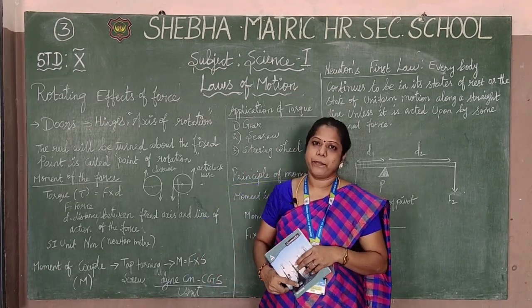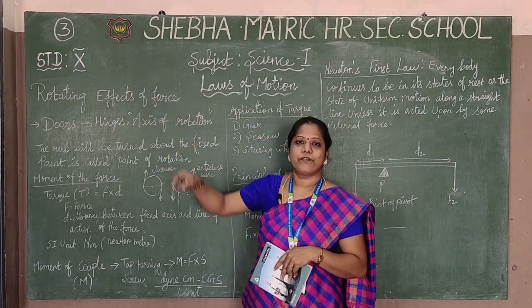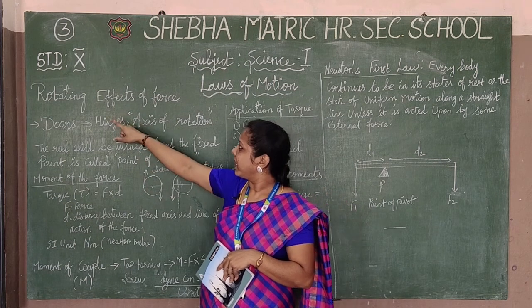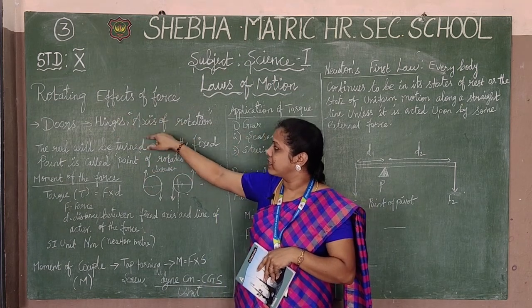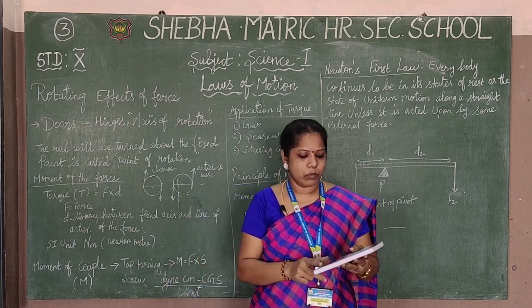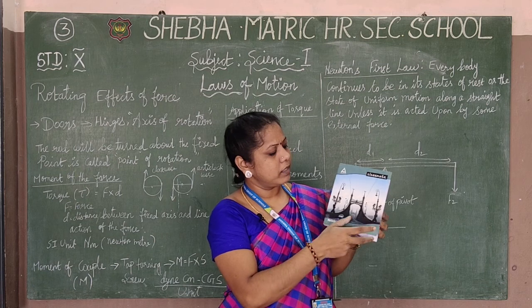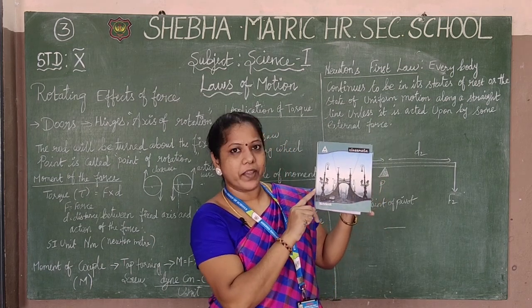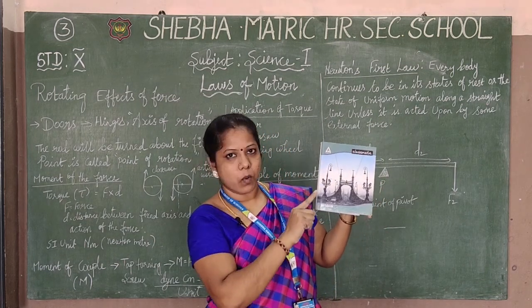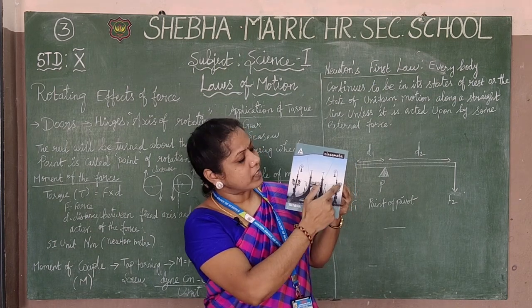And further we have to go for Newton's second law and third law. The next concept we have to explain is the rotating effects of force. I am using one example, I consider a door. You have to assume this is a door, and you have to fix the hinge on one side and fix the handle on the opposite side.